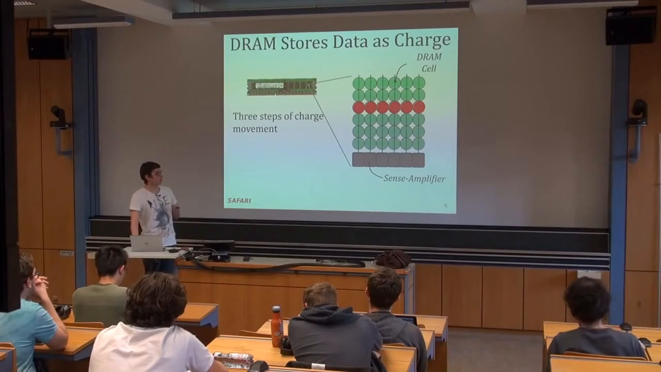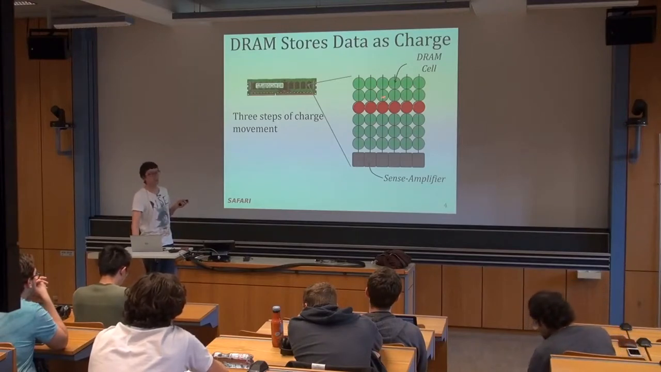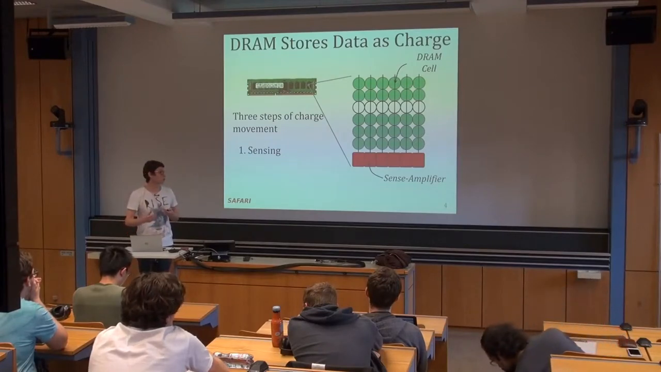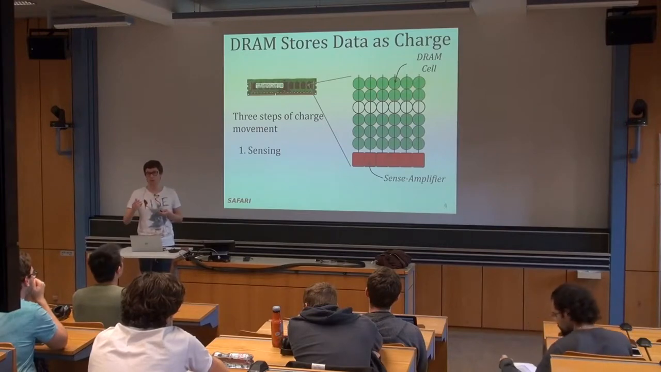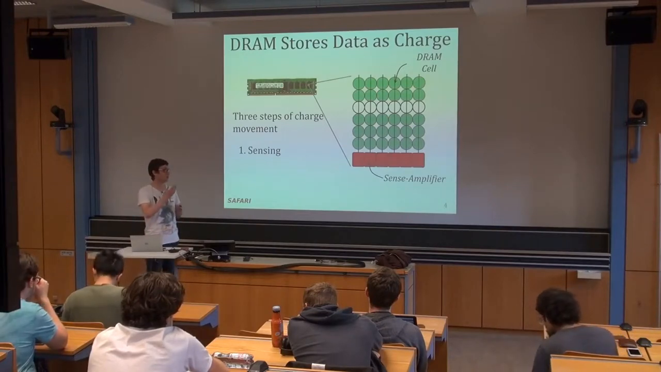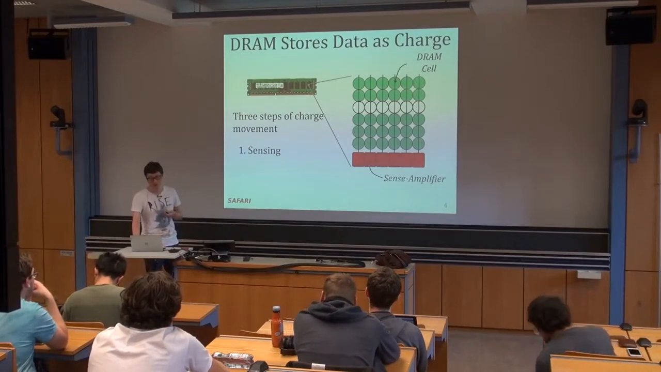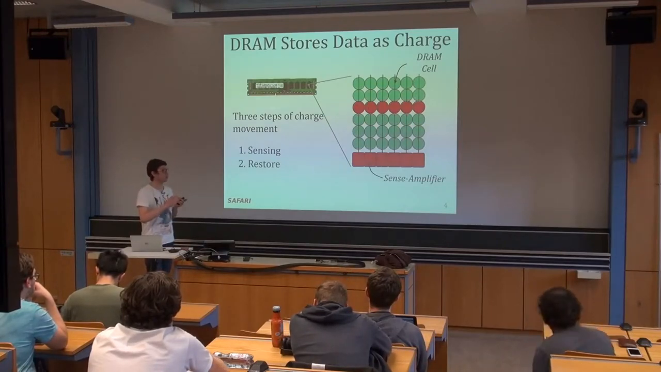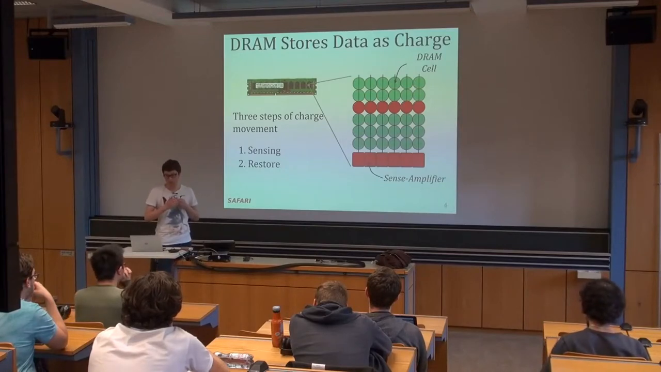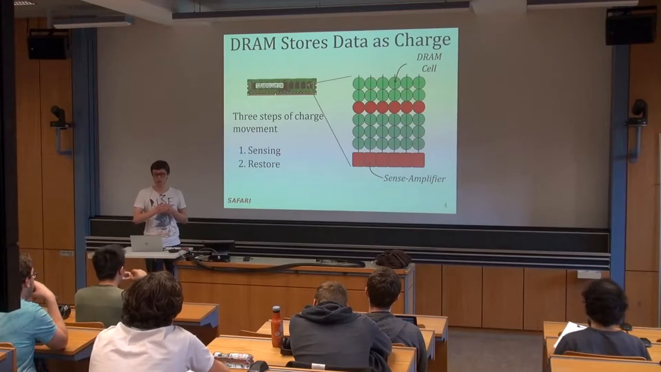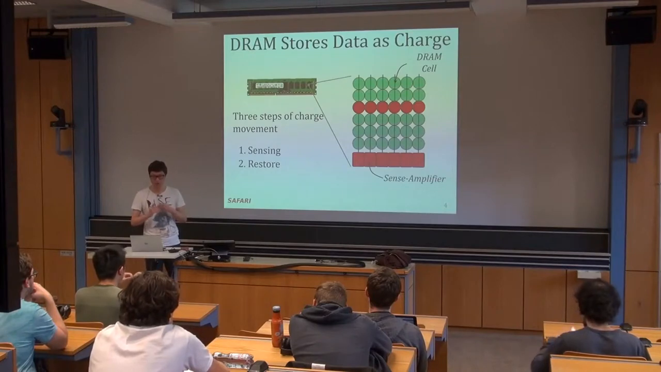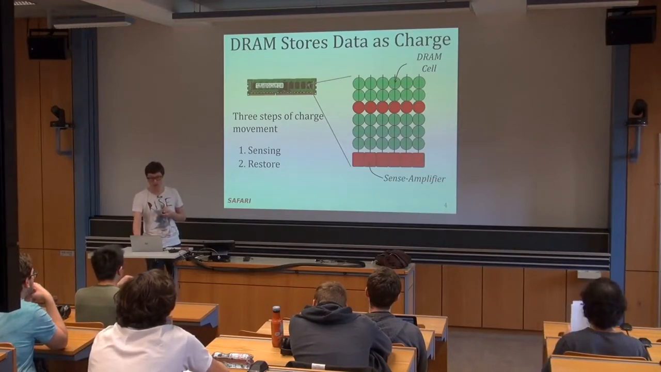Right after activating a row, the charge stored in those DRAM cells flows into the sense amplifiers through the bit lines, and then the sense amplifier senses this value stored in the DRAM cells, right? If you have charge, it will sense, let's say, one. If the cells are not charged, it will sense zero, or vice versa. After the sensing operation, since the charge in the DRAM cells is kind of destroyed, you have to restore it back to its original level. This is another thing that the sense amplifier is doing. After sensing the value, it is restoring the cells back to their original value.